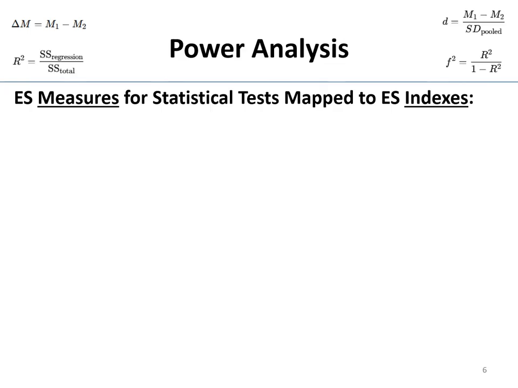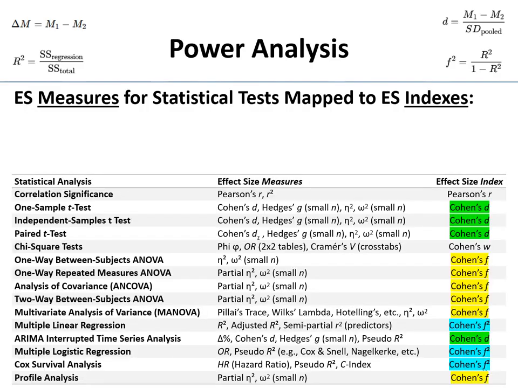So let's talk about effect size measures for various statistical tests and what effect size indexes they map to. So here's a big table that lists all the different statistical analyses that we cover in the stats courses I teach, the effect size measures that are commonly reported for those studies, and then the final column is the effect size index that can be used for that particular statistical analysis. And in most cases, the effect size measure can be converted to the effect size index, or elements of the effect size, like the means and standard deviations, can be used to calculate an effect size index.